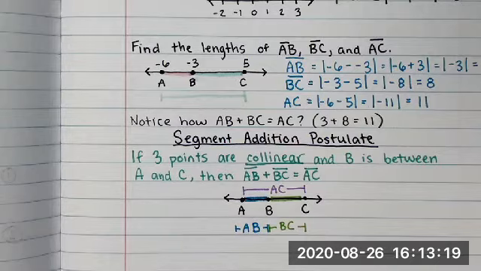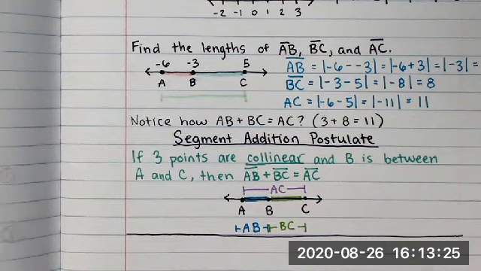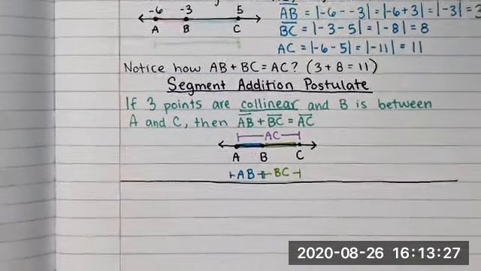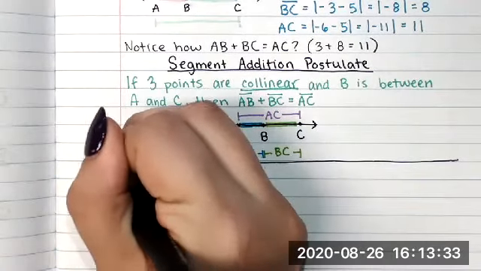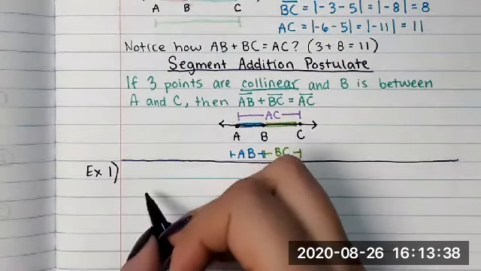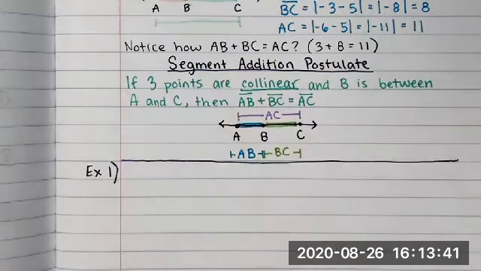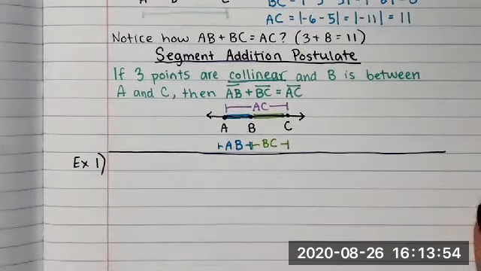All right. So let's get to some examples of how we use the segment addition postulate to help us solve problems in geometry. So for example 1, more often than not in geometry, you'll be given a problem in words, and you'll have to come up with a picture for it. So we're going to practice that while we have something relatively simple to work with, like segments.